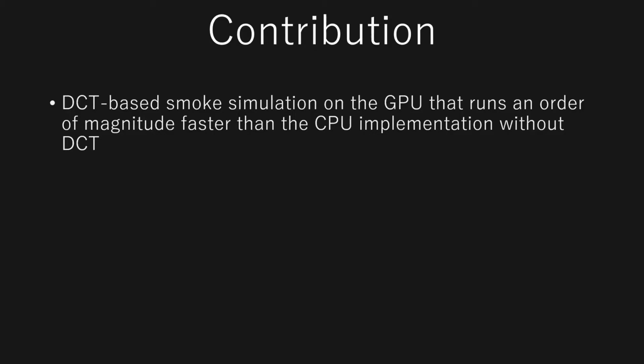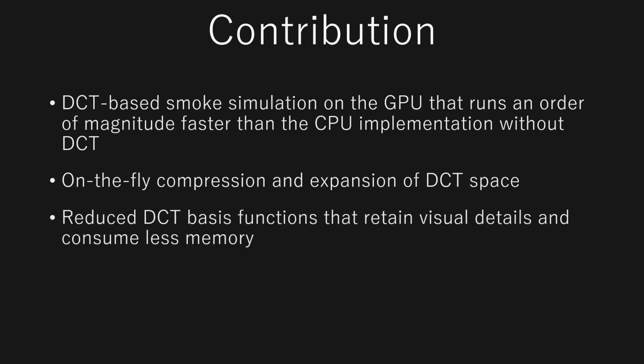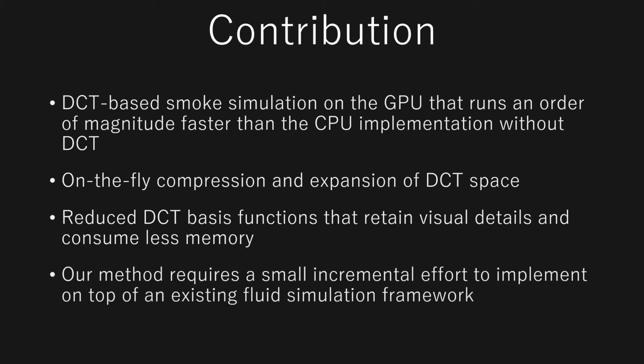Overall, our contribution is summarized as follows. First, DCT-based smoke simulation on the GPU that runs an order of magnitude faster than the CPU implementation without DCT. Second, on-the-fly compression and expansion of DCT space. Third, reduce DCT basis functions that retain visual details and less memory consumption. Fourth, our method requires a small incremental effort to implement on top of an existing fluid simulation framework.